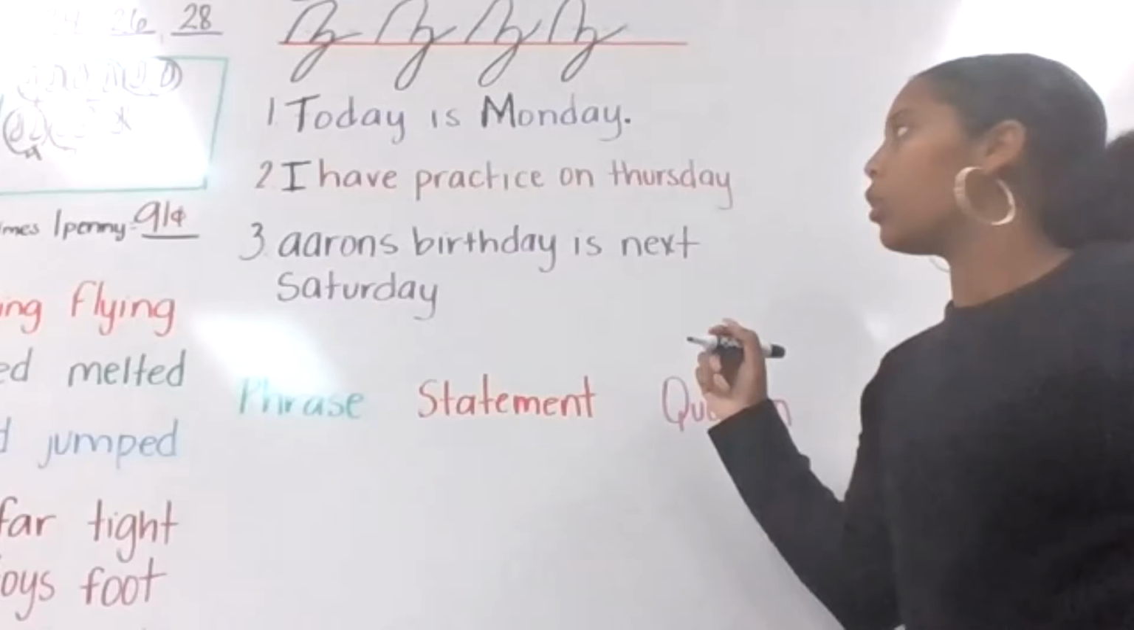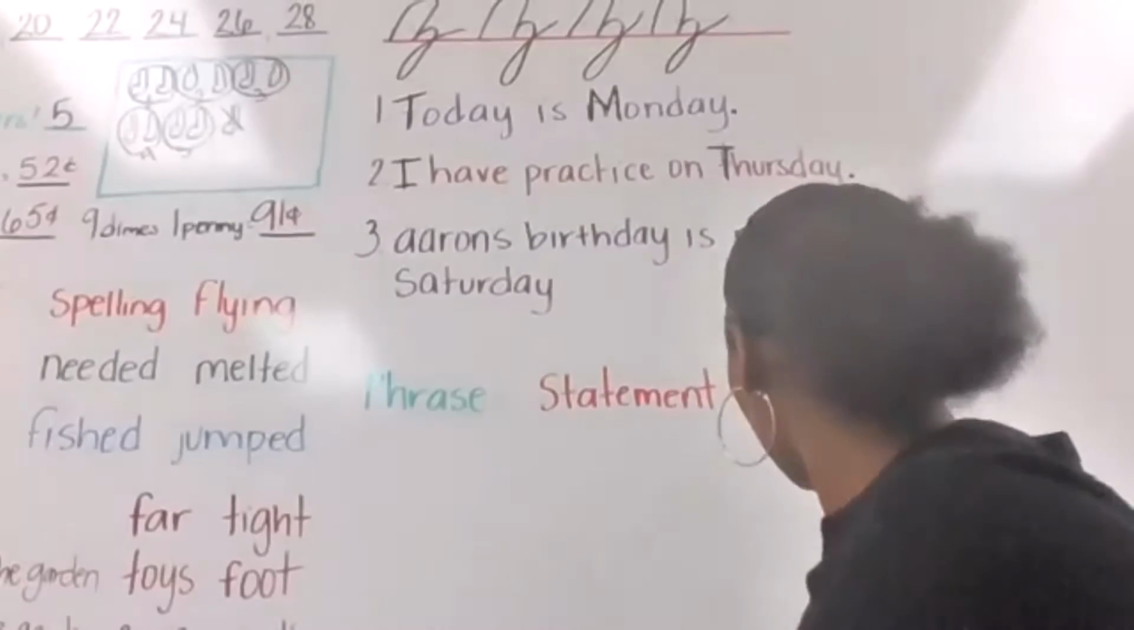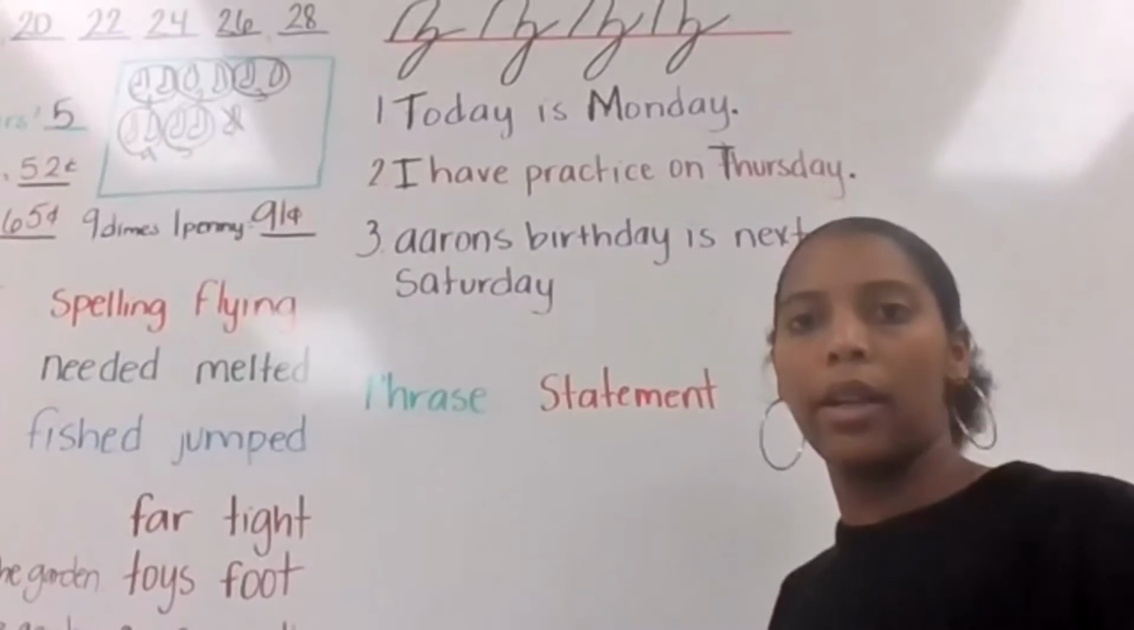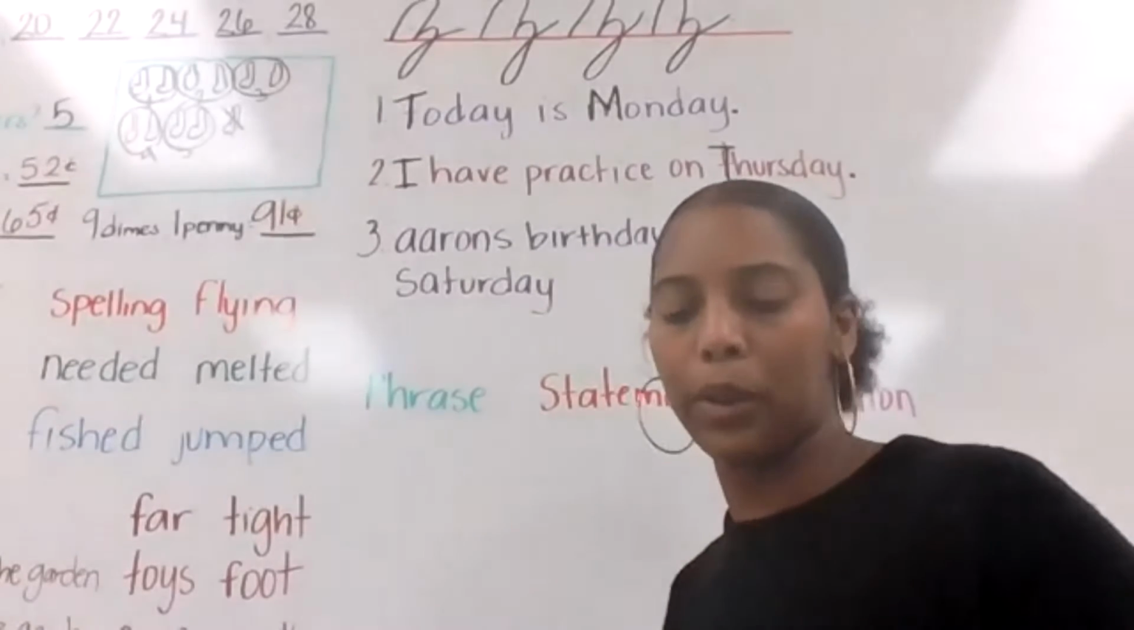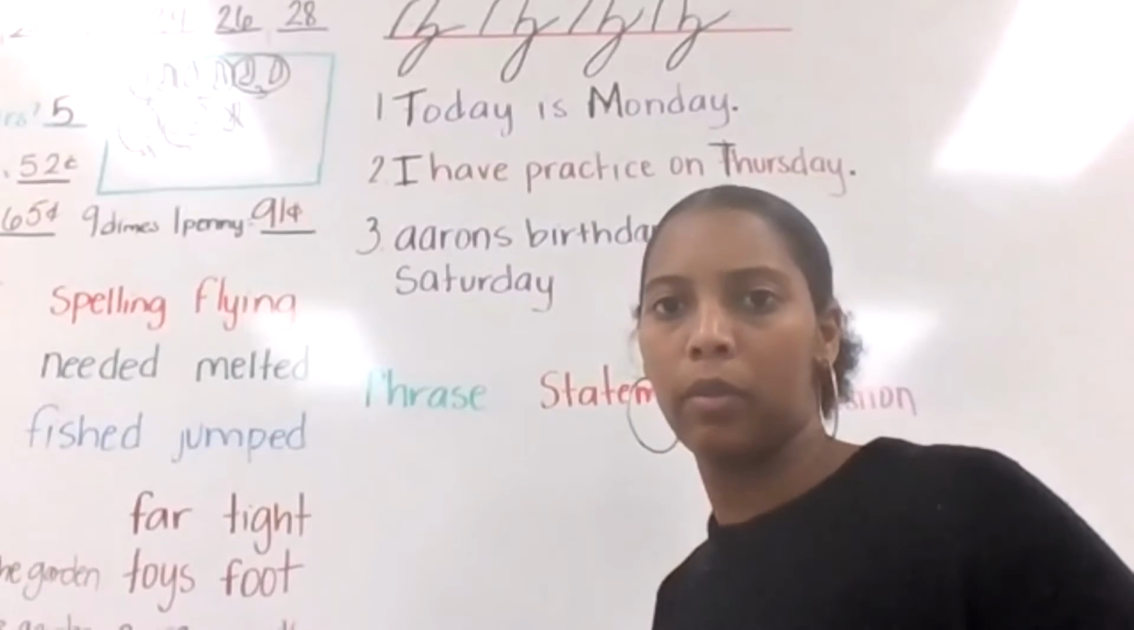Okay, number 3, Aaron's birthday is next Saturday. Go ahead and write this one the correct way. And Saturday is like underneath, so just keep that in mind. Let's go ahead and discuss number 3. Aaron's birthday is next Saturday. Would anyone like to do this one?